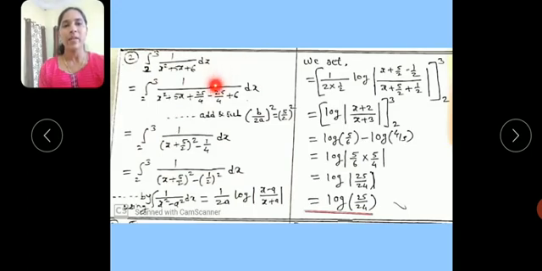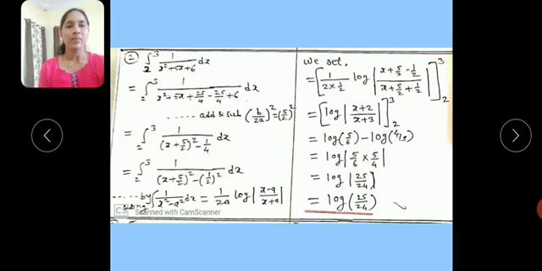Adding and subtracting this term in this step, this is equal to the integration from 2 to 3 of 1 upon (x plus 5 by 2) square minus 1 by 4 dx. This is equal to 2 to 3 of 1 upon (x plus 5 by 2) its square minus, here 1 by 4 can be written as (1 by 2) square, dx. By using the formula, integration of 1 upon x square minus a square dx is equal to 1 upon 2a log of (x minus a) divided by (x plus a).